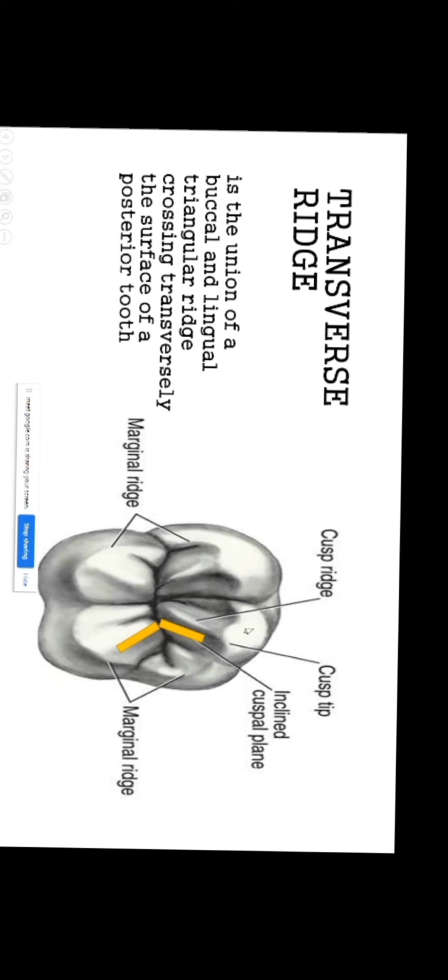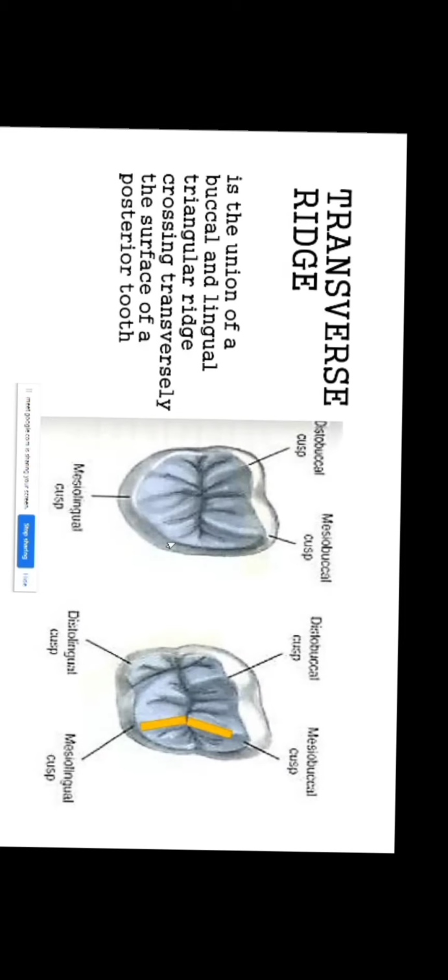This is the buccal surface, facing the cheeks. This is the lingual surface. So this is the buccal triangular ridge, and this is the lingual triangular ridge. If you combine the two, that's already a transverse ridge. Same with that. We have a buccal triangular ridge and a lingual triangular ridge. If you combine the two, that's a transverse ridge. Did you get the difference between triangular and transverse? Yes, Doc. Okay. Same with that, a transverse ridge.